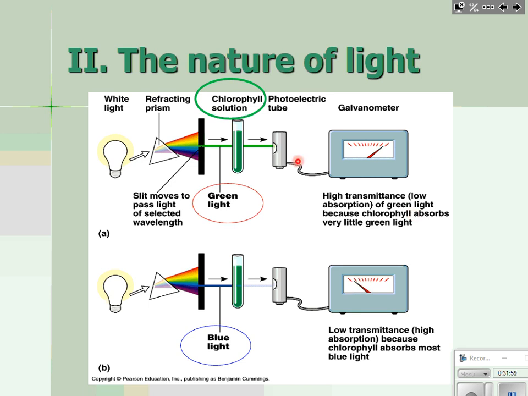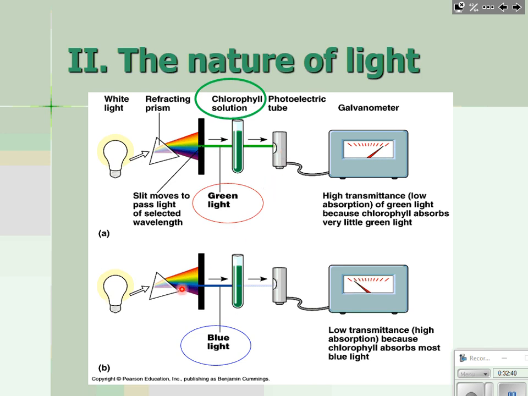This is showing the inner workings of a machine called a spectrophotometer, which measures how much light is able to pass through a sample. And you can see that the sample that they are using here is chlorophyll. That's the green pigment that has been extracted from a leaf. And if you shine green light onto that sample, it passes right through. Notice the needle is way over to the right. That's a really high percent transmittance. It shows me that hardly any of that green light was absorbed by the green chlorophyll. It just passed right through.